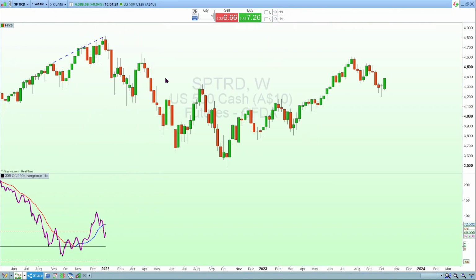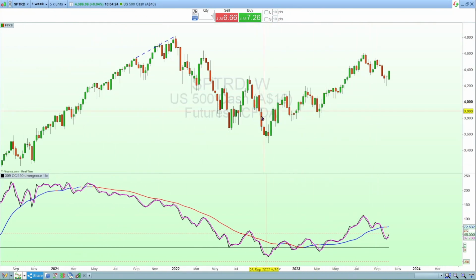So you can see here first off on the weekly, the price has made some level of advancement to the upside in the recent weeks and months, but it's now broken down again with a retracement, and it's broken on the CCI 150 down here. It's broken down through its moving average, and that's a weakening sign.